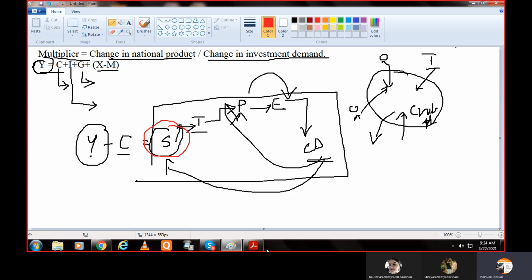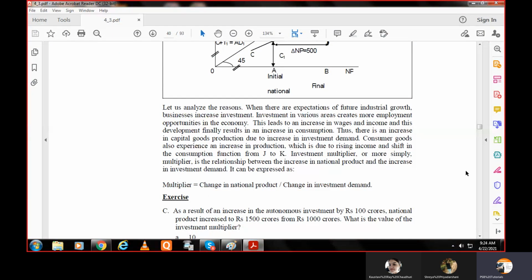So the multiplier effect explains how industrial growth or business increases investment and creates more employment. The entire thing is how investment multiplier is related with the national product and how it is related with the increase in the overall demand. So multiplier means how everything is getting multiplied.